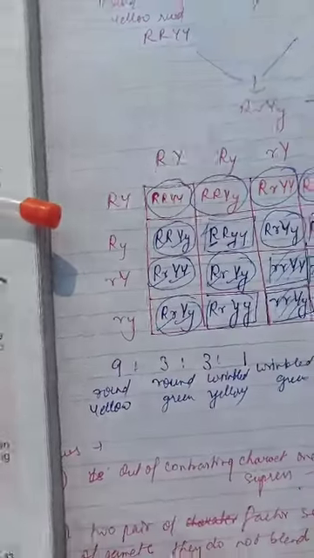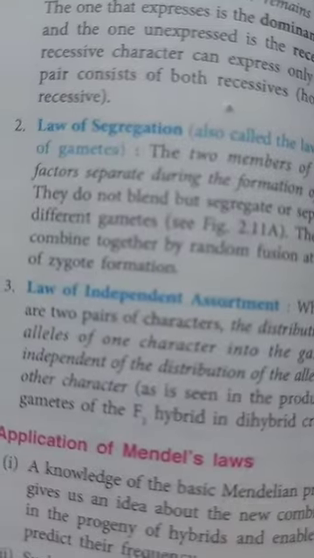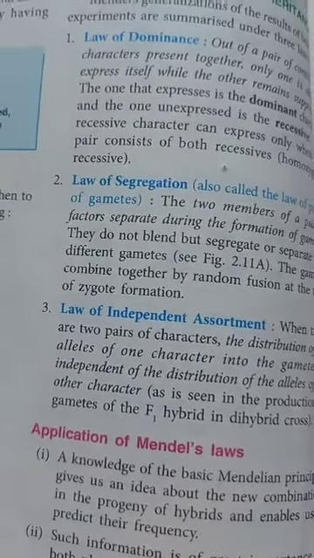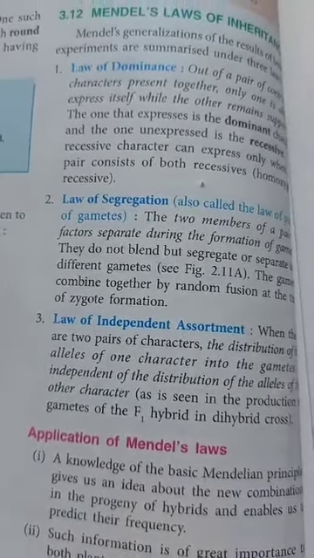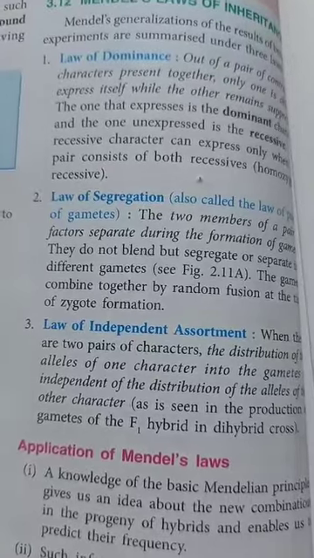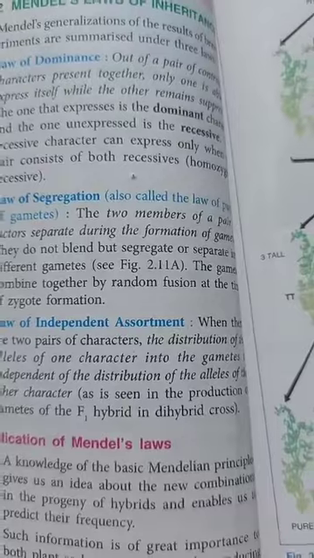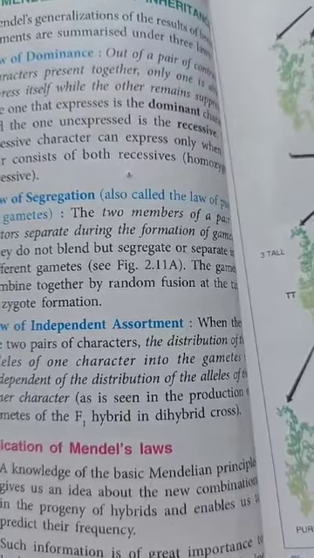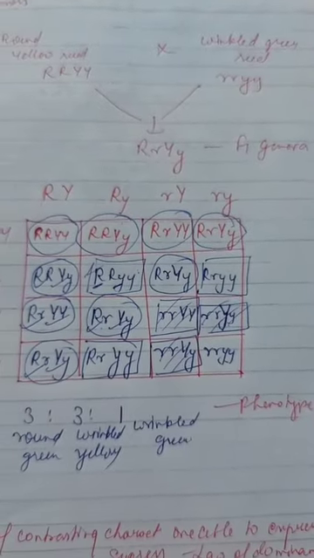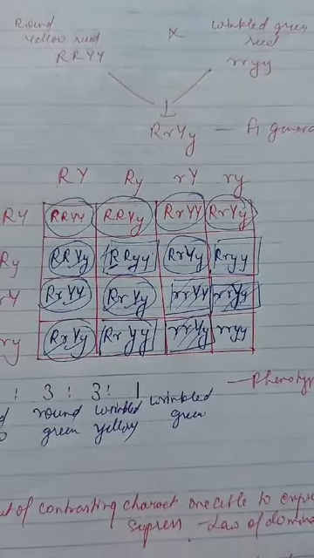The first law was the law of dominance. The second is the law of segregation, where the gametes separate out without any blending. Dominance means the dominant character will express itself and the recessive character will be masked. Independent assortment means the characters of the dihybrid cross show independently, where in the monohybrid cross a single character shows its particular character.